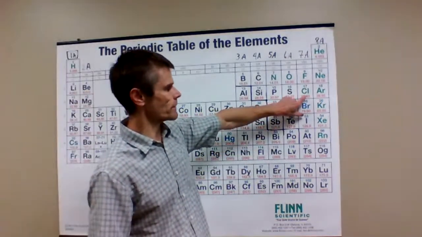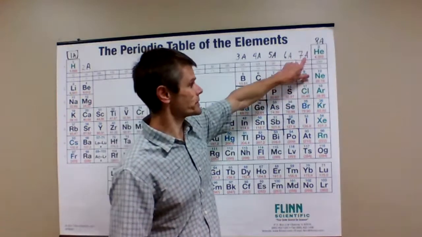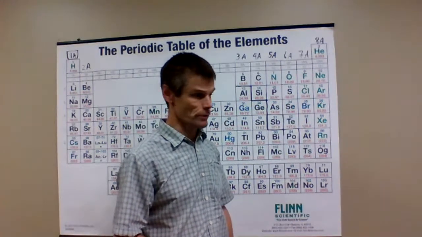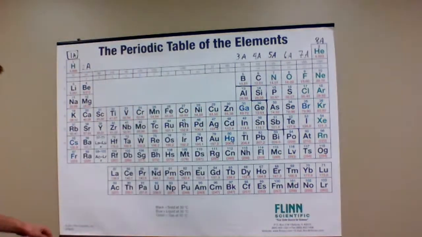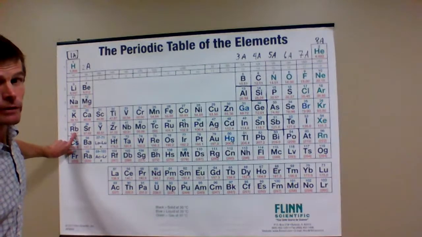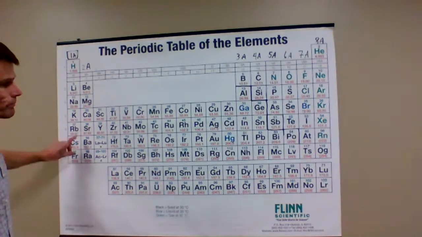Cl. There's Cl right there. Chlorine. Chlorine sits in group 7A. It's a halogen, and that's the choice that we would make for that particular answer for that question. Rb is rubidium, and rubidium is right here. Rubidium is an alkali metal.